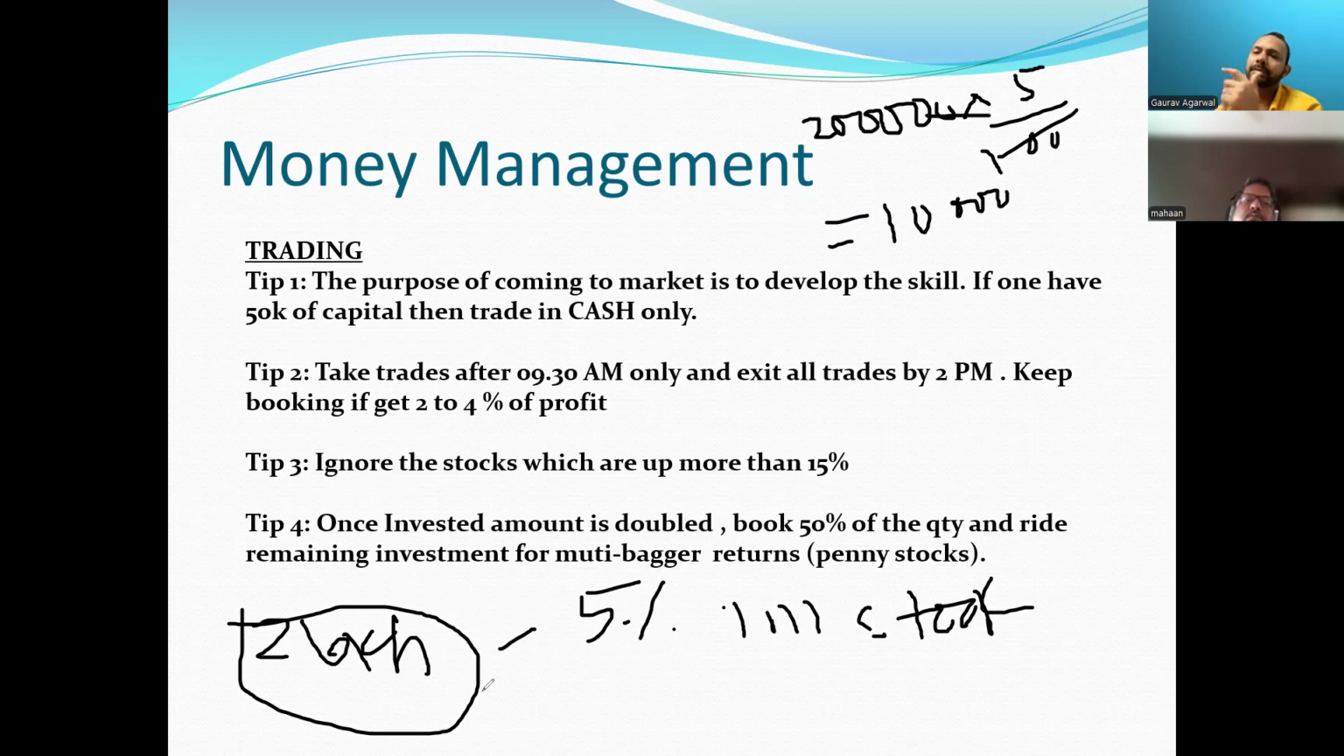And you have to keep rotating the money, right? Let's say you got profit from one stock, then you can put that money back in some new stock. And in intraday, if you're getting 1 to 3% of profit, you should book profit, because 1 to 3% is a very good profit in intraday.